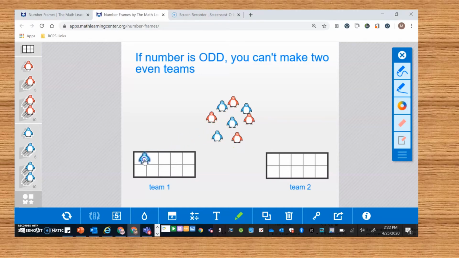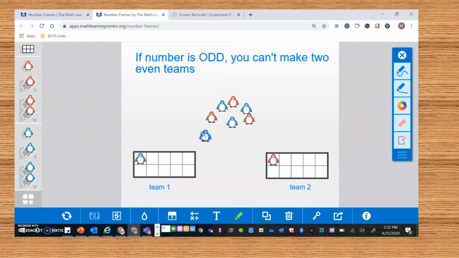So again, a team of basketball players has 5 on a team. So 1 penguin on one side, 0 penguins on the other. That's not equal. But we can put a red penguin there, which makes it equal. So now we have a total of 1 penguin, 2 penguins. And the number 2 is an even number. But we're looking for odd numbers.